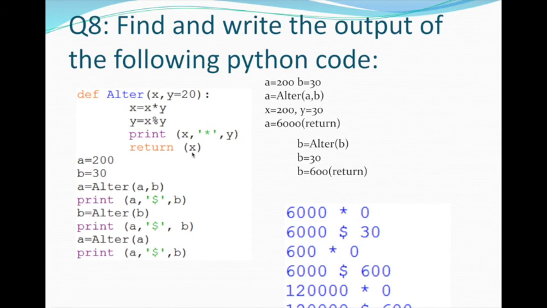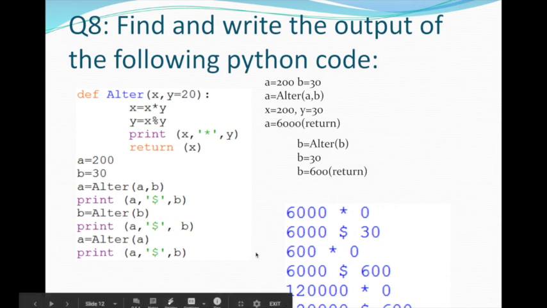Again return the value of x. What is the value of x? 600. That value is stored in b. Displaying again a star b. What is the value of a here? a is already changed to 6000. Then star. What is the value of b? 600.